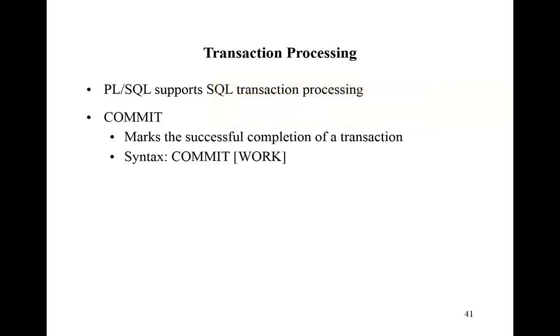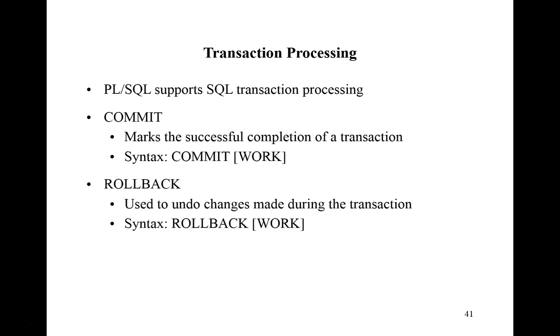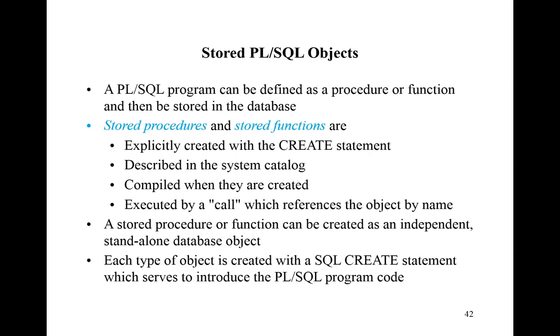If we decide the changes should not be made permanent, we can cancel the changes using a ROLLBACK statement. The changes are undone and locks are released. We return the database content to the state when the transaction began. Now we shift our attention to stored PL/SQL program objects. A PL/SQL program can be defined as a procedure or function and then stored in the database.